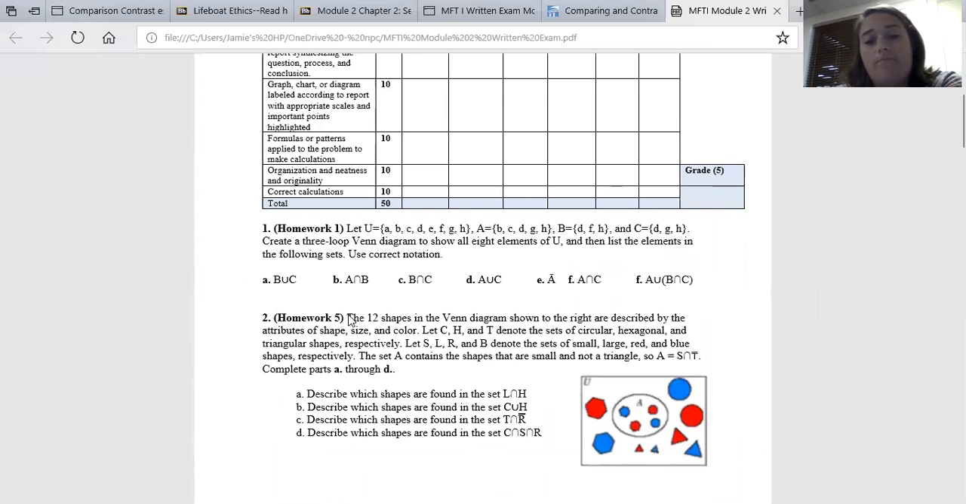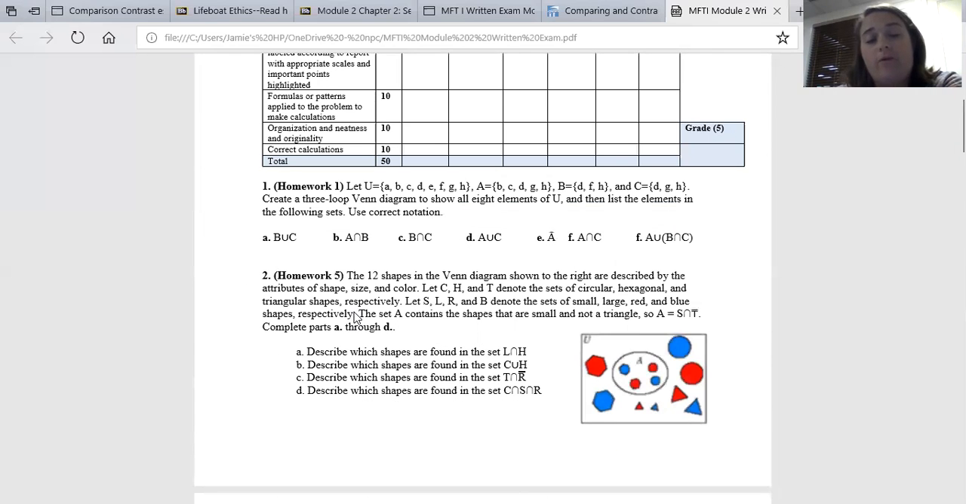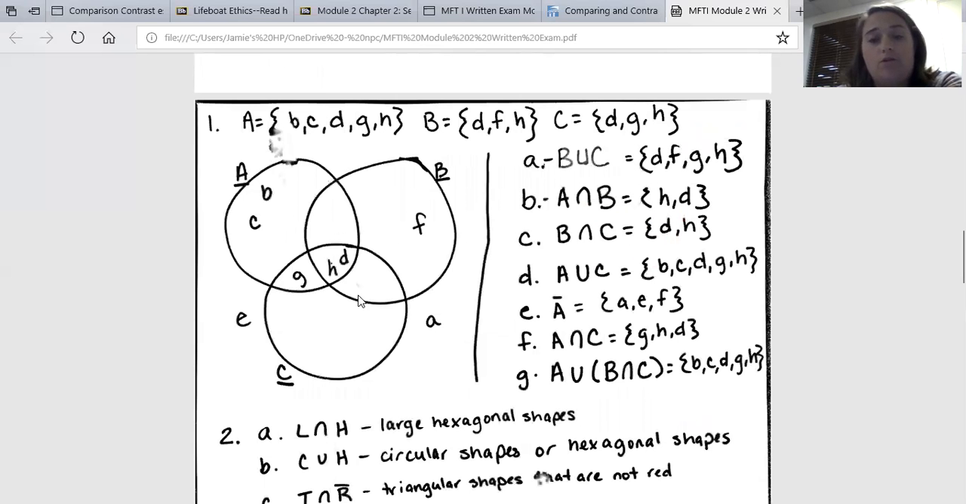So this is a 3-loop Venn diagram, and I've distributed those letters according to that. And then we're asked to do some unions to show the different unions and coordinations.